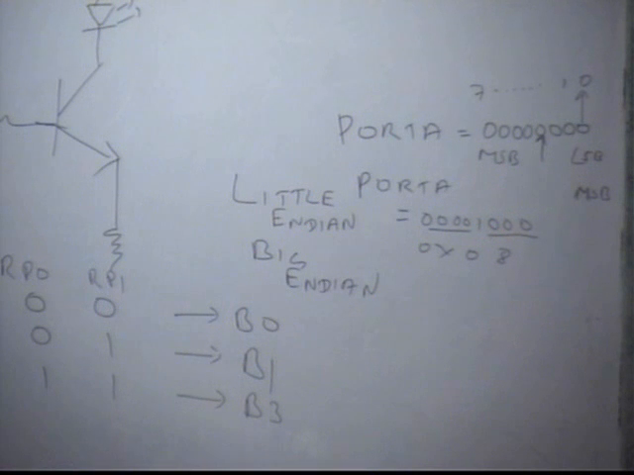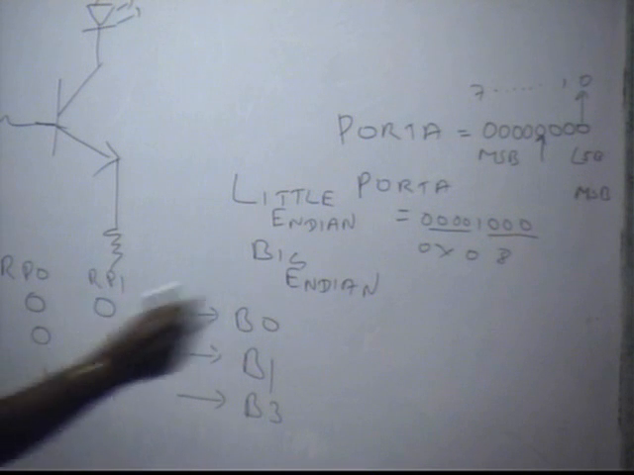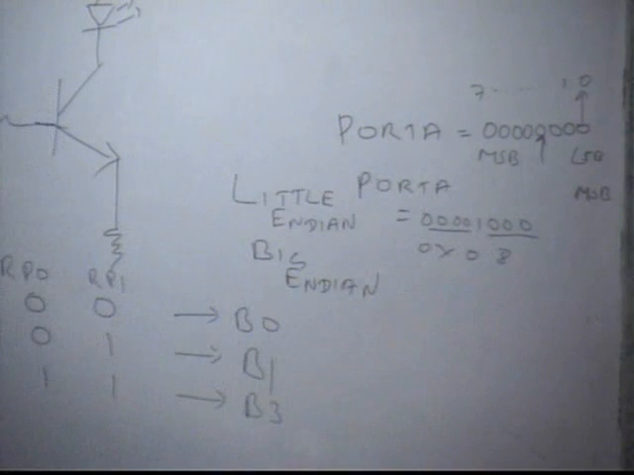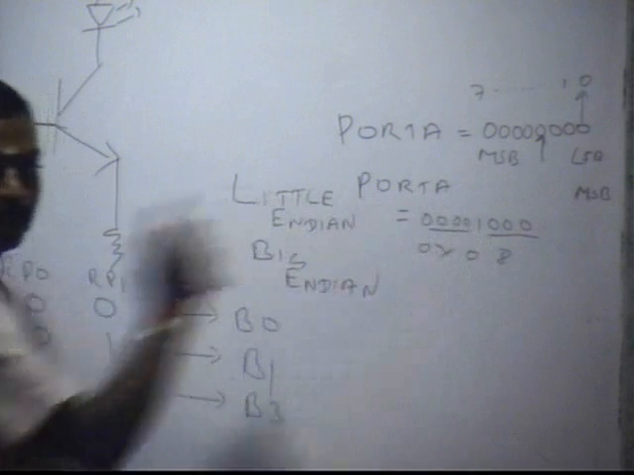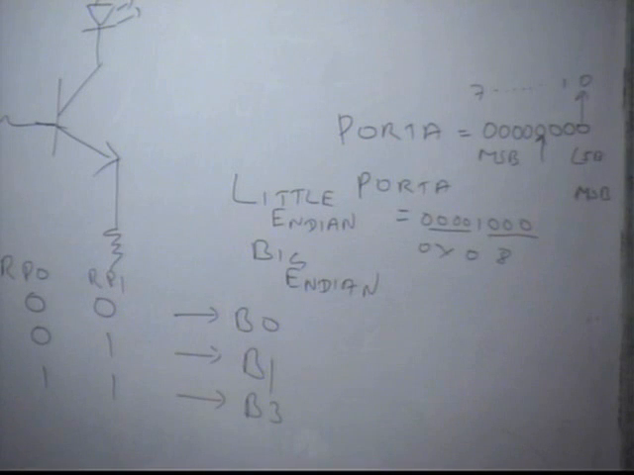What is another method? I can set this bit alone. One method is that I can completely write this value into port A. That is first method. Second method is I can set this bit alone. I can set as well as clear this bit alone. For that we are using these two, bit set file register, that is BSF, and bit clear file register, that is BCF.